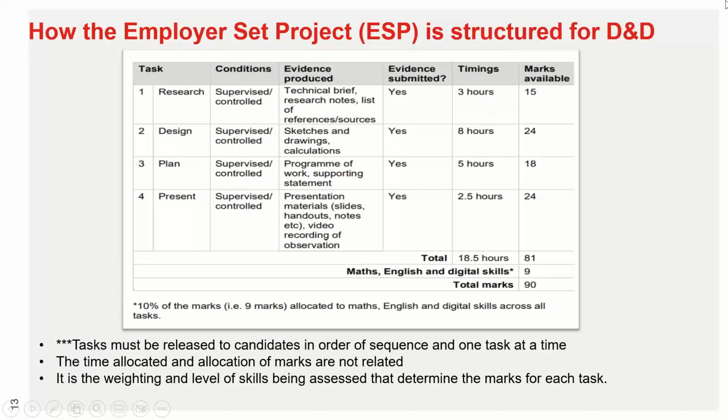So this is a really high level overview here, and we're going to unpick all of this later. This particular slide looks at the set project and the 4 tasks and how that time is split up and what type of evidence we require. What's key is that these tasks must be released in order of sequence. So learners must not complete any task out of order. For example, they can't do task 3 before task 2.